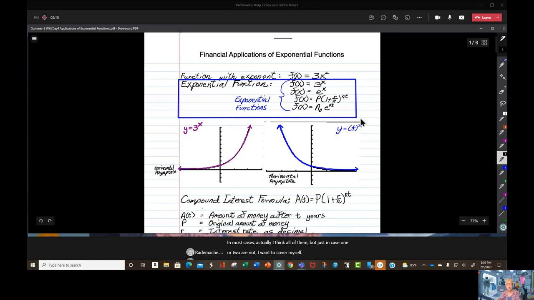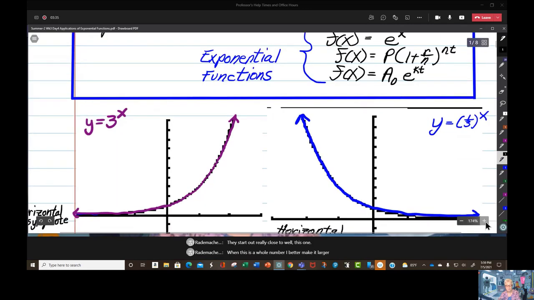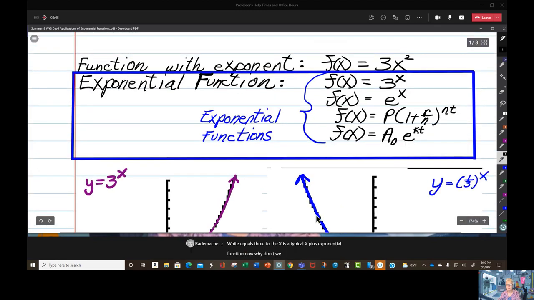So let's get to work with a general and then more specific explanation. These are the two basic graphs of exponential functions. They start out really close to, well, this one, when this is a whole number, I better make it larger. Y equals 3 to the X is a typical exponential function. Now, why don't we start at the beginning?